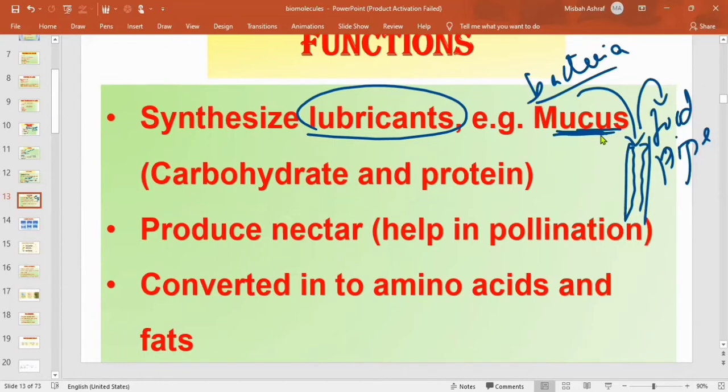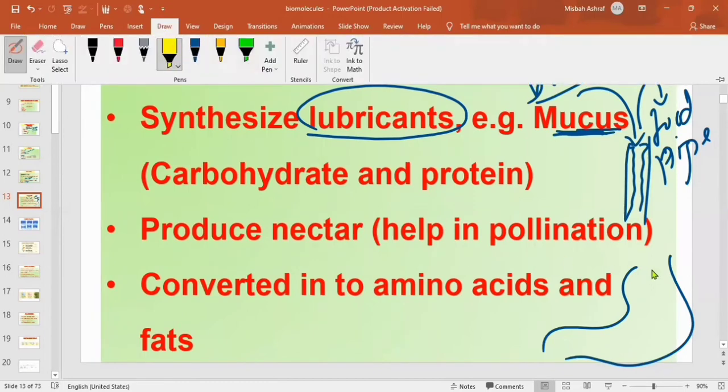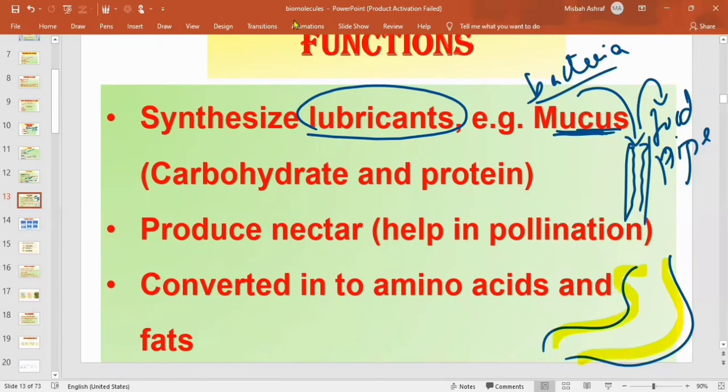Right? If any of the bacteria gets entry into the body, that is trapped by the mucus which is present inside the trachea of our body, and then that is sent into the esophagus for its removal from the digestive tract. There is also mucus present on the inner side of the stomach. Let me draw the mucus with the highlighter.